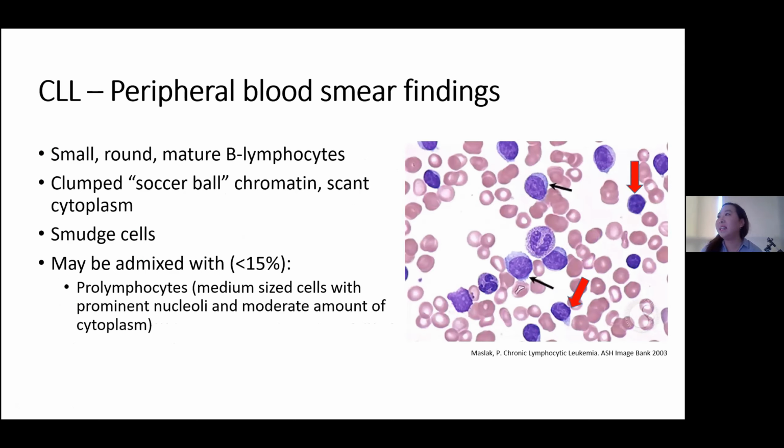So in CLL, classically, you have small mature B cells with soccer ball chromatin and smudge cells. And it may be admixed with this pro-lymphocytes. So in black arrow, showing some examples of prolymphocytes with more moderate amount of cytoplasm and prominent nucleoli.